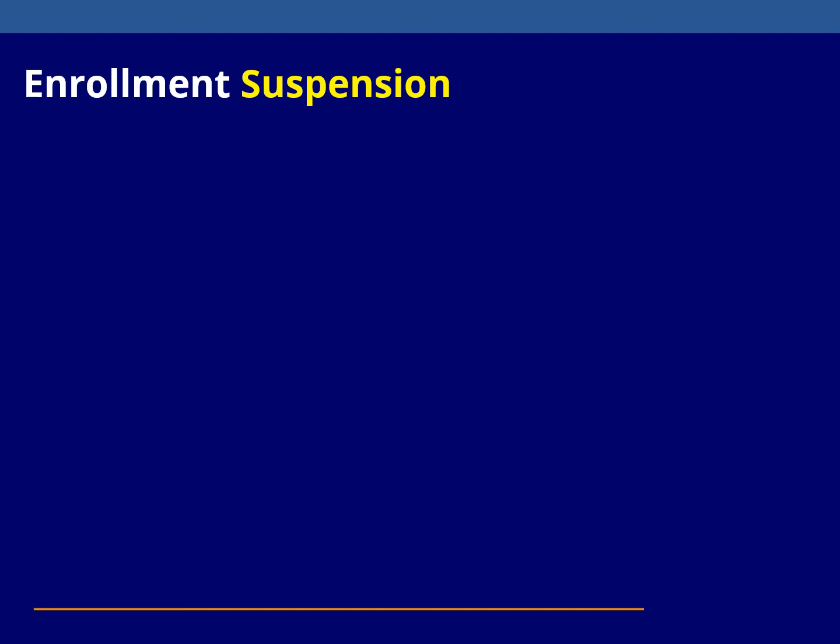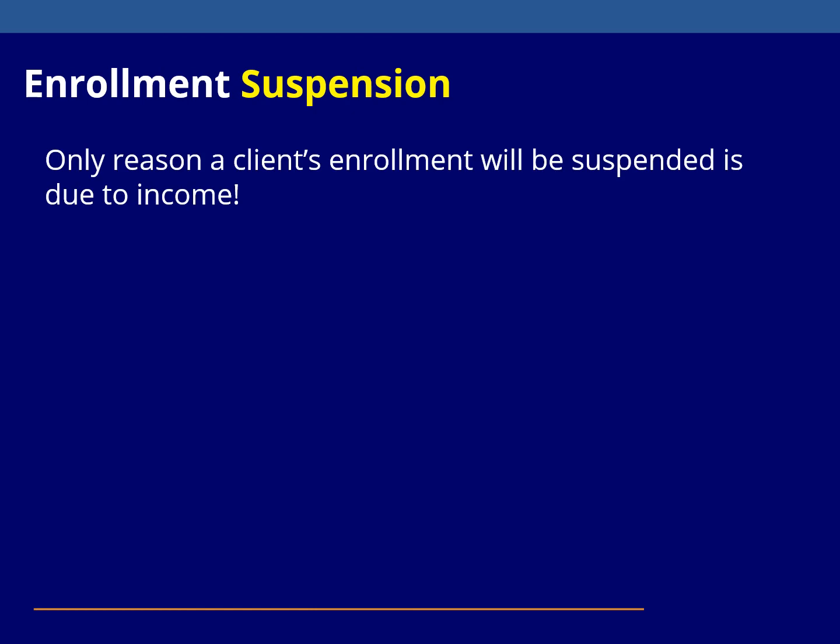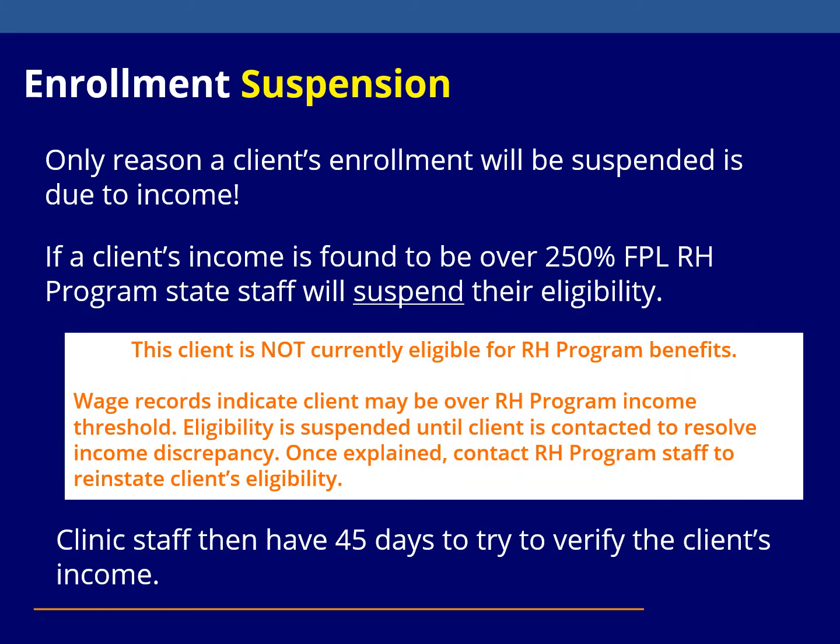There will be times when you look up a client and see that their enrollment has been suspended. This only happens when we find that a client's income is over 250% of the federal poverty level. When you see this message, you should contact the client to verify that the income they put on the enrollment form was correct at the time of their enrollment. The records we use to verify income are only updated quarterly, so we know that there is a high likelihood that the client's income was under 250% when they enrolled, and the income records are reporting on employment they had before or after enrollment. If the client verifies this, just contact us and we will reinstate the client's enrollment.